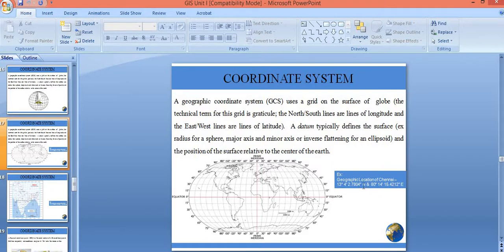For any value, if it is added with either north or south, it means that value is nothing but latitude. Okay, so if they say it is north, it means it is above the equator. If they say south, it means it is below the equator. Okay, I will repeat the point. North means above the equator and south means below the equator. Similarly, any value which is added with either east or west means it is longitude.